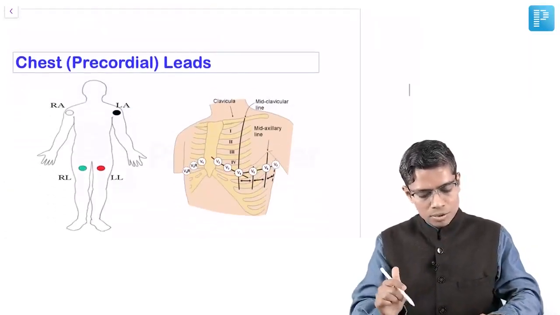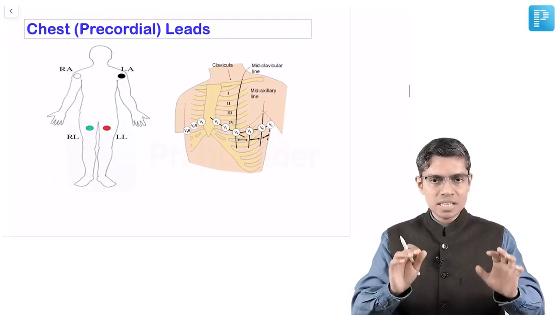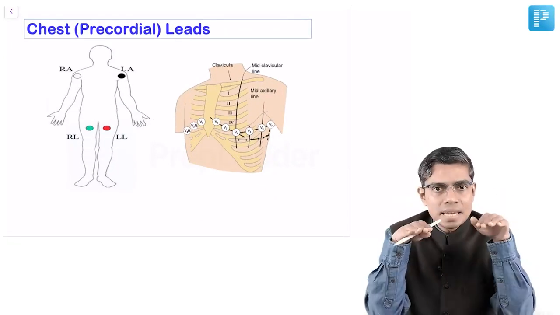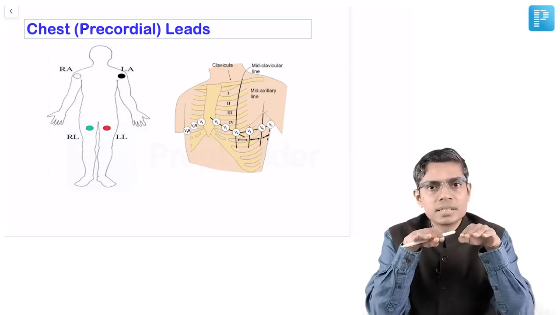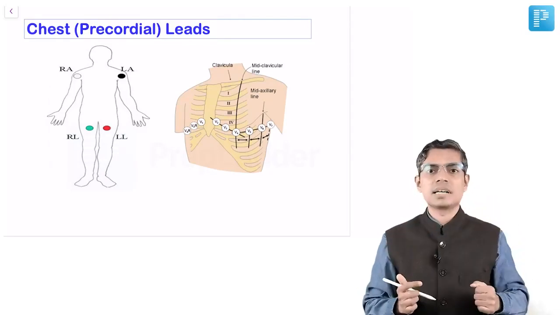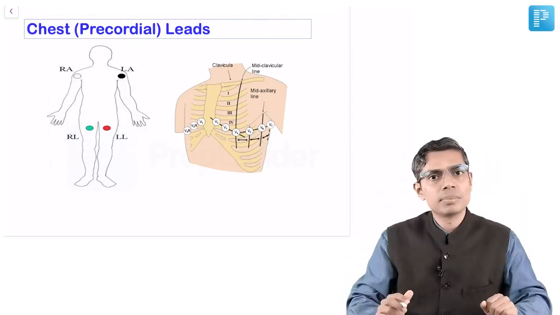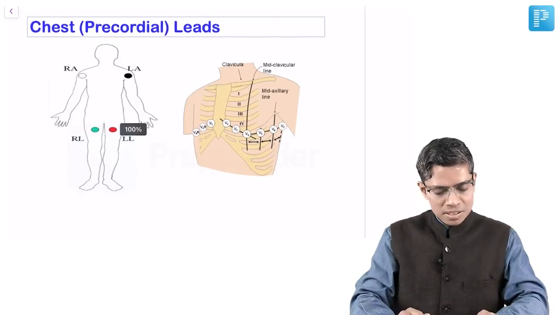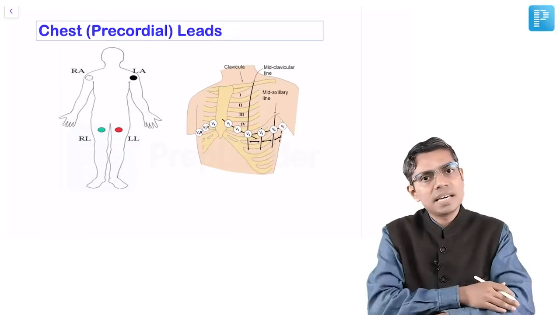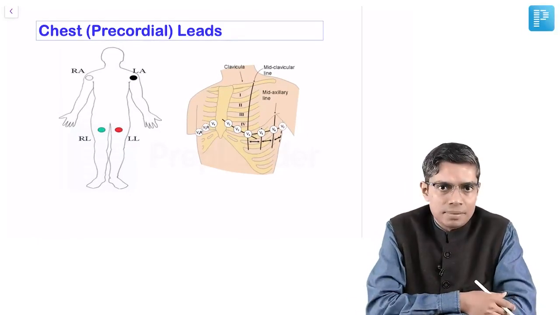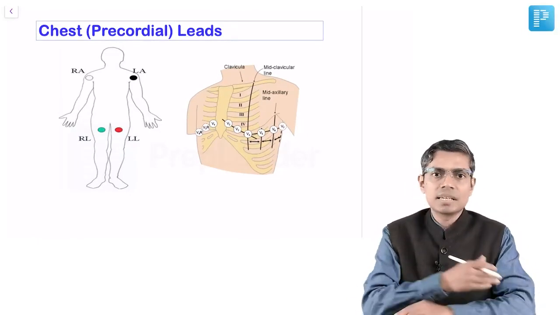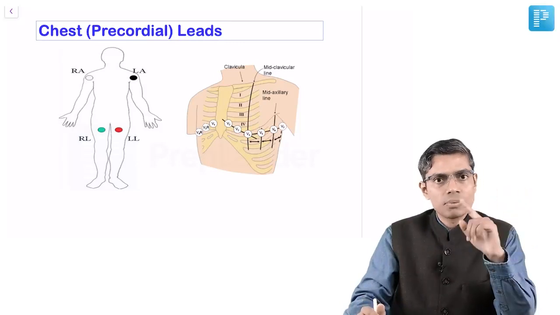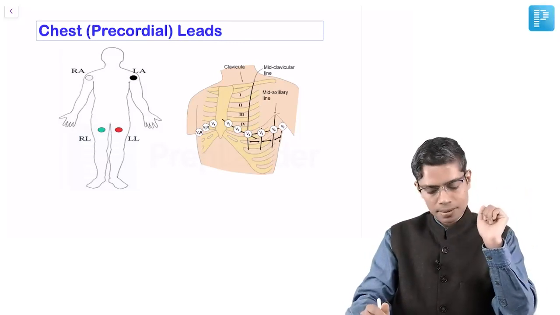Getting my point? So this way, first you remember that chest leads, or precordial leads, are looking at the heart from a horizontal view, and the other 6 leads that we have discussed are placed in the frontal plane or coronal plane. Right. Now, how are the chest leads connected? Chest leads are again unipolar leads, right? Unipolar lead means again you require one active electrode and one indifferent electrode, right?